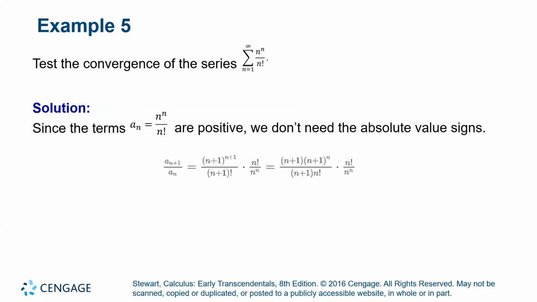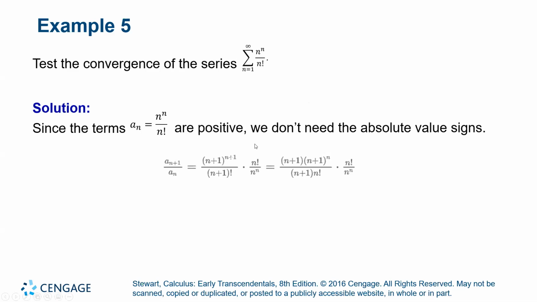So let's set up the ratio. a n plus 1 divided by a n. So a n plus 1 would be n plus 1 to the n plus 1 over n plus 1 factorial. And then a n would be n to the n over n factorial. And remember, when you divide by a fraction, that's the same as multiplying by the reciprocal. So that's why you see times the reciprocal here.